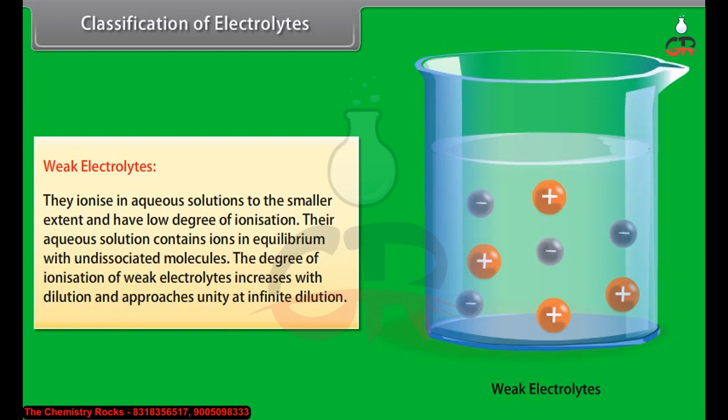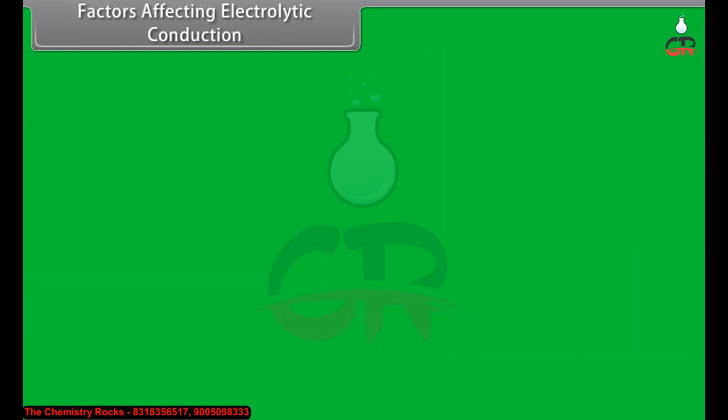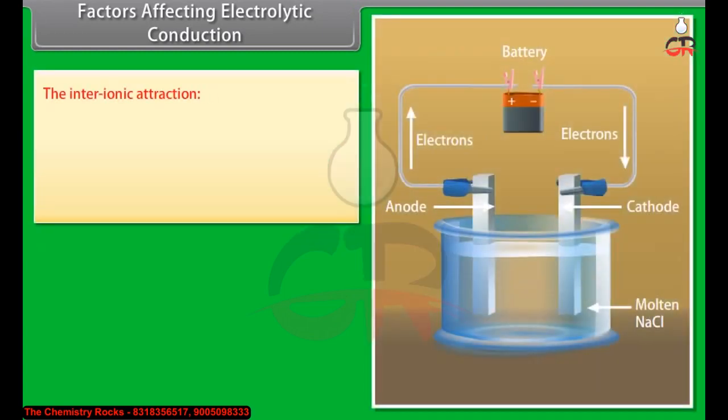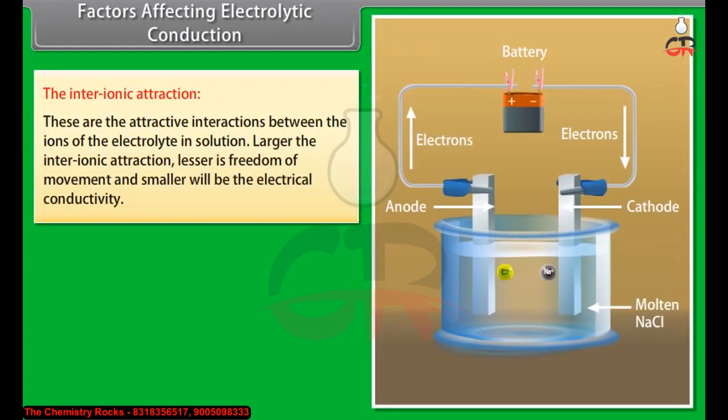Factors affecting electrolytic conduction. Electrical conductivity of the solutions of electrolytes depends on the following factors. The inter-ionic attraction: these are the attractive interactions between the ions of the electrolyte in solution. The larger the inter-ionic attraction, the lesser is the freedom of movement, and the smaller will be the electrical conductivity.